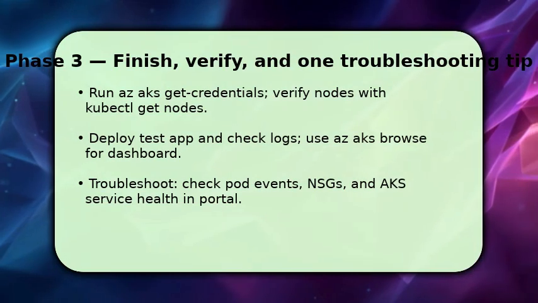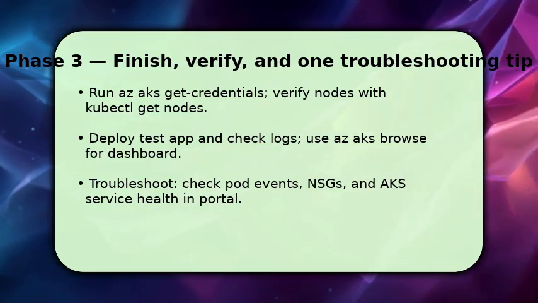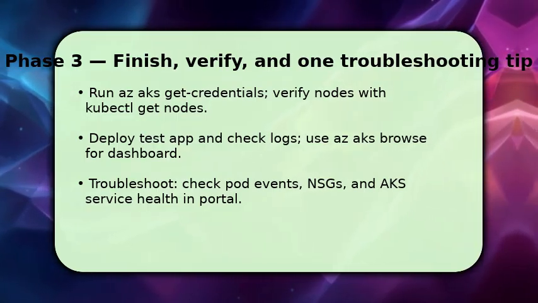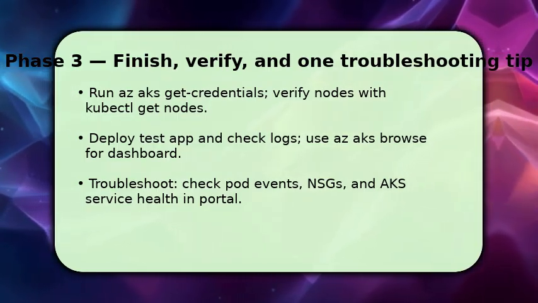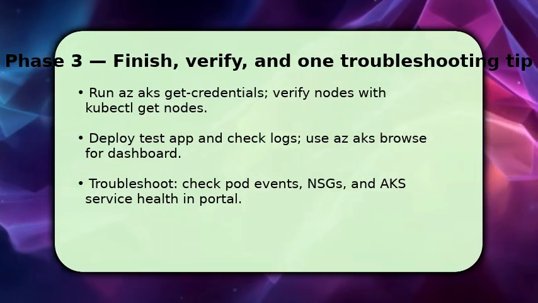Finish by running az aks get-credentials to merge kubeconfig and then verify connectivity with kubectl get nodes. This confirms the control plane and node pools are healthy. Once connected, deploy a simple test app to validate networking and ingress. Check pods and logs to ensure startup.